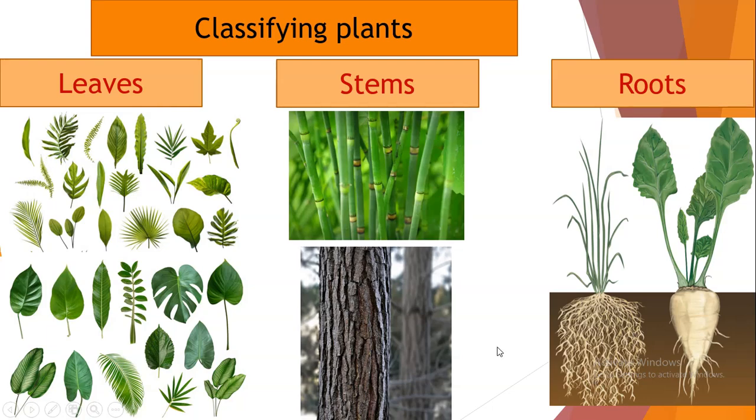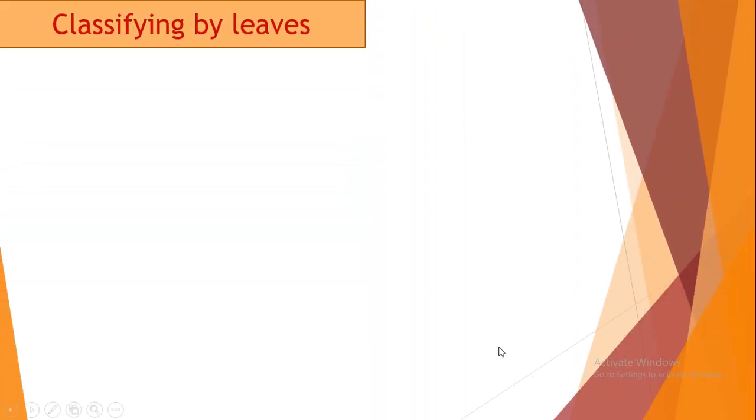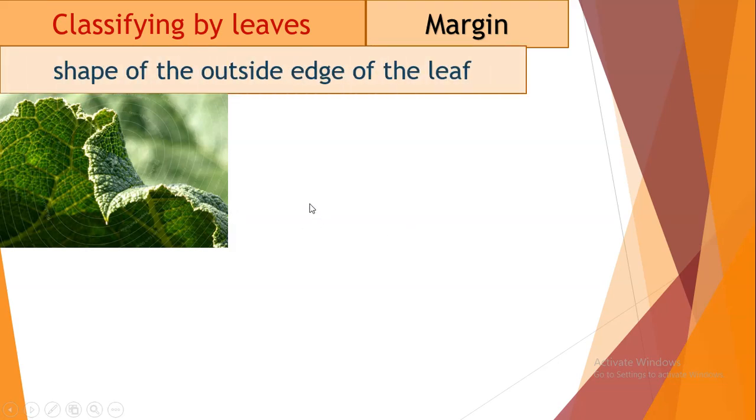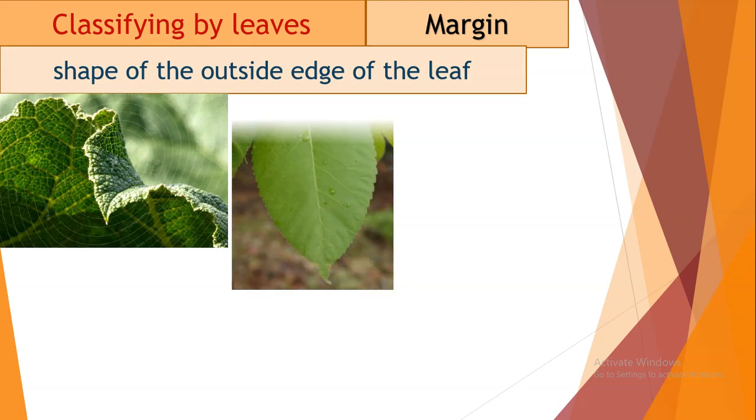Let's start by classifying plants by their leaves. I want you to look at this picture. As you can see here, this is the shape of the outside edge of this leaf. We call it margin, leaf margin. So what is a leaf margin? It's the shape of the outside edge of the leaf. Look at this margin. Look at this margin.